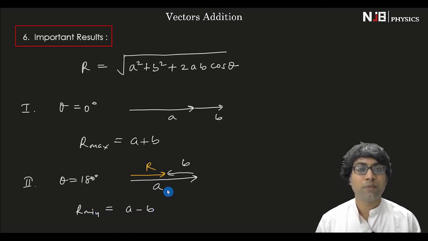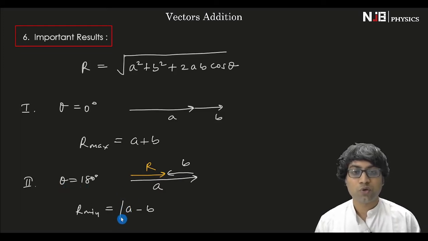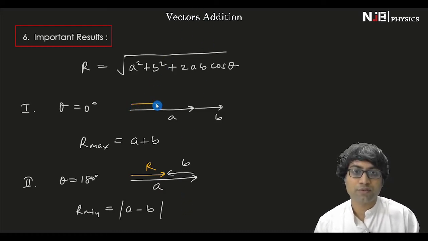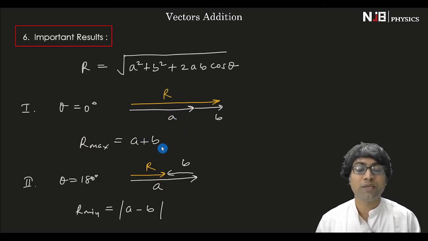Now what will happen if the magnitude of the first vector is smaller than the magnitude of the second vector? Well, in that case it is going to be b minus a. So we can write that the minimum magnitude of the resultant possible when theta is equal to 180 degrees is equal to modulus of a minus b. And as you can see, in the previous case it was the maximum resultant, equal to a plus b when theta is equal to 0 degrees. So if the two vectors are parallel to each other, then the resultant is going to be maximum. If they are anti-parallel, then the resultant is going to be minimum.